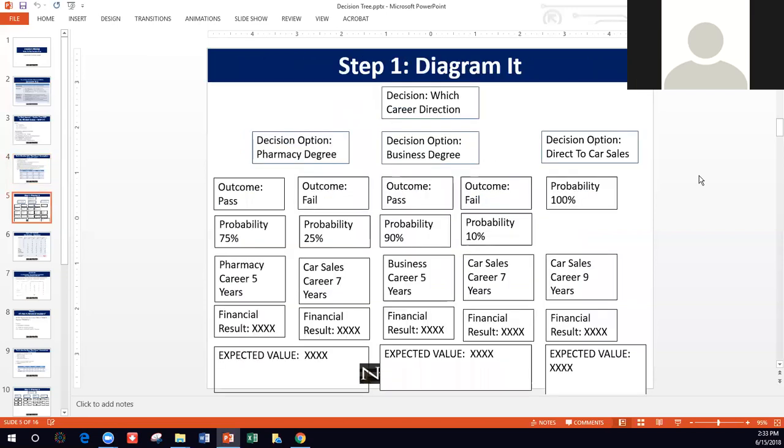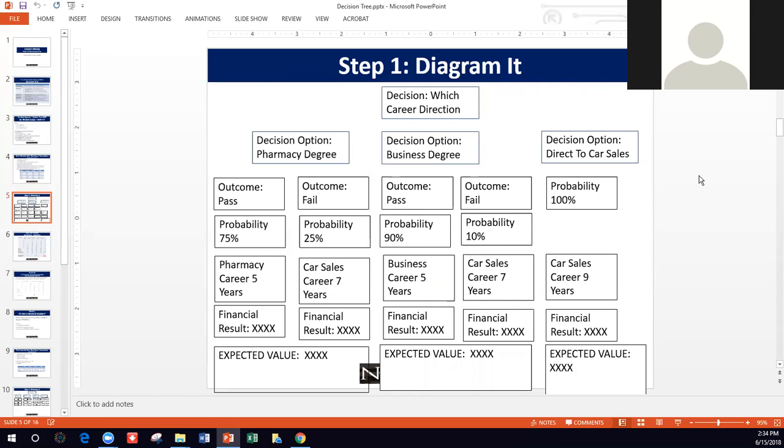What's the decision? Which career am I going to take? What are the options? One is getting a pharmacy degree, one is getting a business degree, or one is actually I can go directly into car sales, which a lot of people, when they do the decision tree, forget that's even an option. If they go to pharmacy school, what are the potential outcomes? Well, they might pass, they might fail. What's the probability of each?